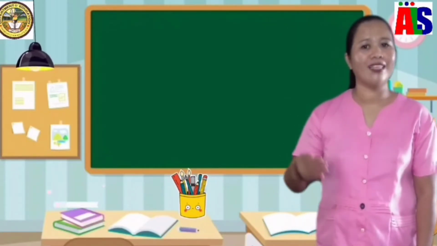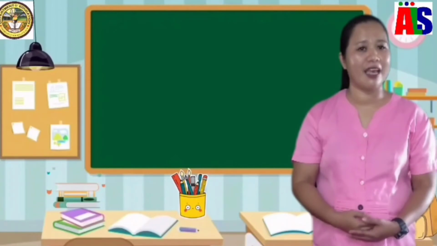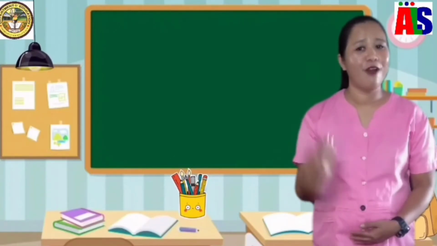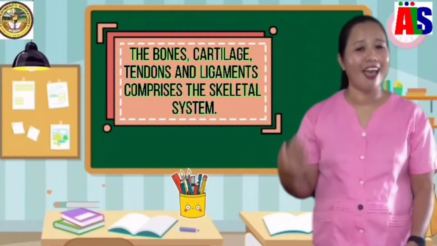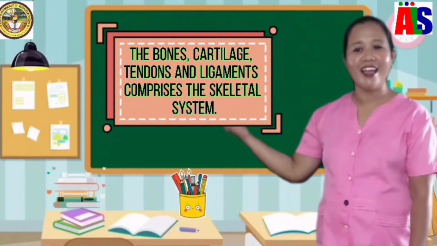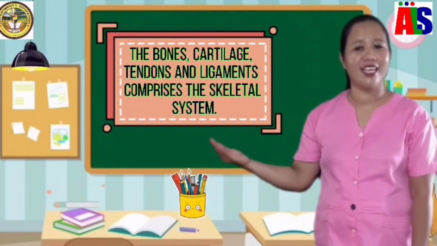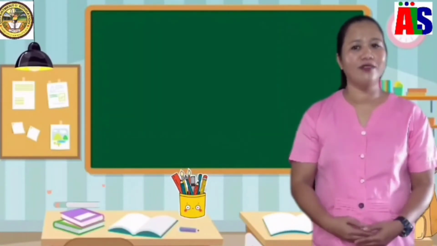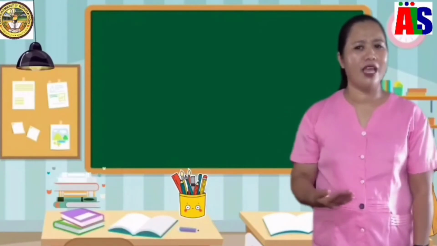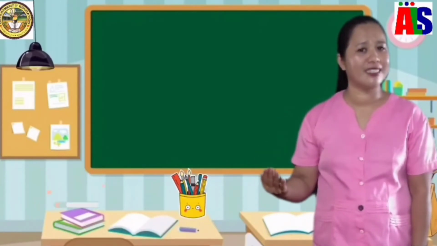Now, what comprises the skeletal system? Very good! The bones, the cartilage, the tendons, the ligaments comprise the skeletal system. And now, can you give me the name of bones and their functions?